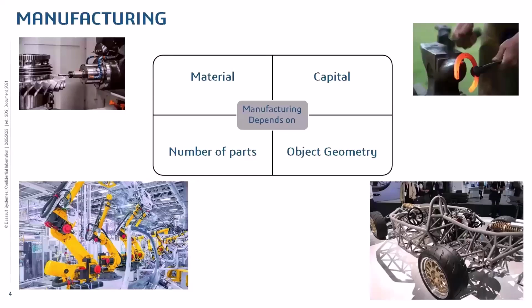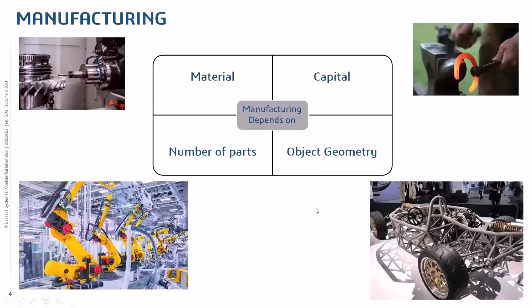Now, for any manufacturing process, there are majorly four factors on which it depends. One is the material, the capital, the number of parts, and then the object geometry. For example, for the material, you may have a metal, you may have a plastic. Accordingly, the machine has to be selected. Similarly, capital: obviously the cost is a very important factor in anything that we do. Another is the number of parts. If we have a very high volume of parts, we will definitely have to incorporate robotic arms, or automation in our manufacturing. And this is why it is very important to know what manufacturing we are going to use, and it depends on a number of factors.